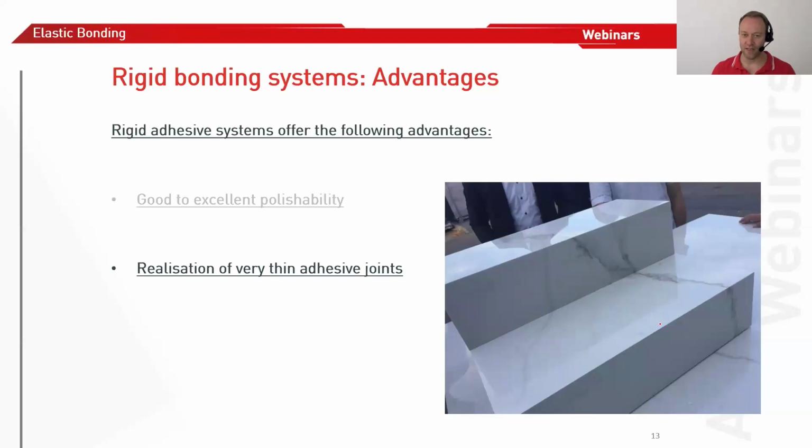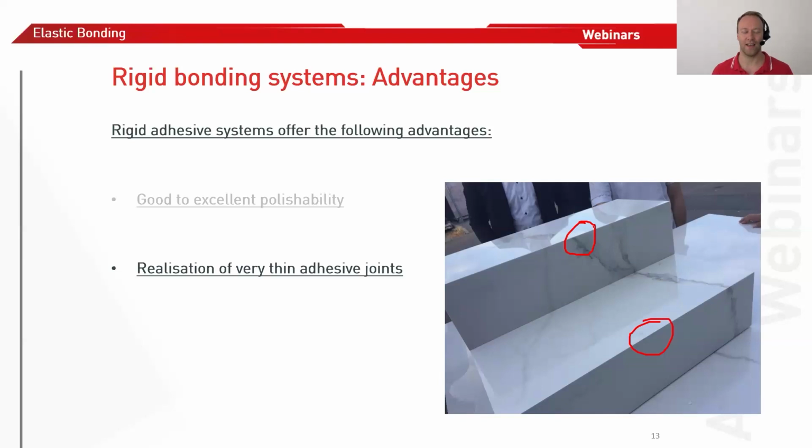Another advantage is that with a standard rigid bonding system like epoxy or polyester, you can realize very, very thin adhesive joints. Like you can see here, typically in these miter bondings, in this case ceramics, where we bonded the stairs on a miter bonding. We want the smallest joint possible, the most invisible joint possible. And for that, rigid bonding systems are ideal.